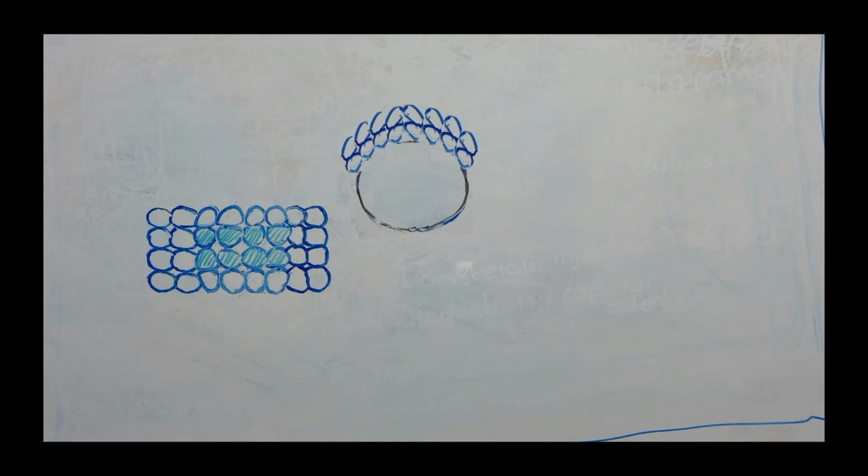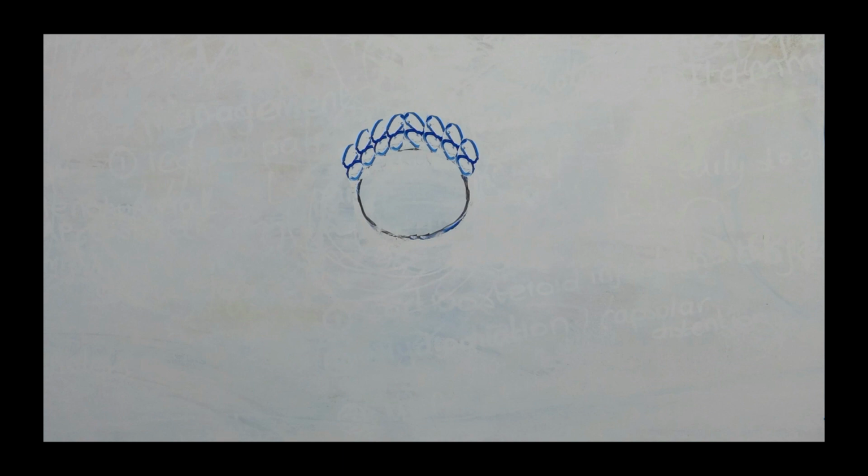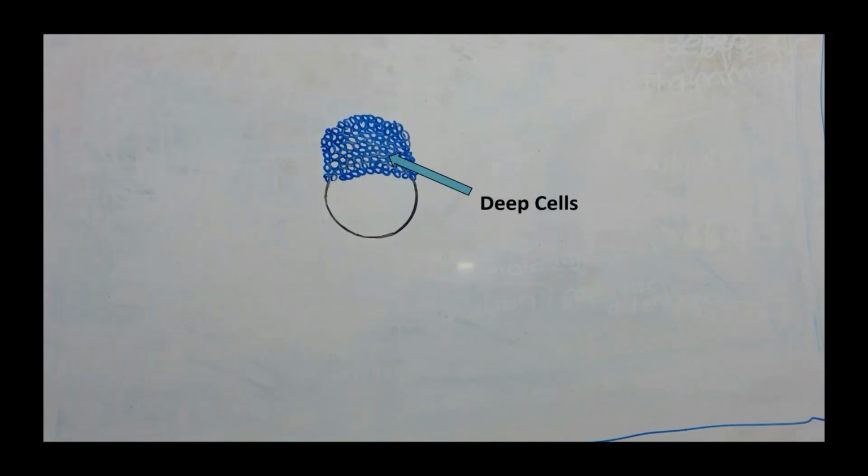As the number of blastomeres continues to multiply, some blastomeres are buried by the uppermost layer of blastomeres, or the enveloping layer. This produces the first deep cells. From this point on, cleavage becomes irregular and asynchronous, creating a ball-like structure on the animal pole called a blastula. The number of deep cells beneath the enveloping layer continues to multiply.